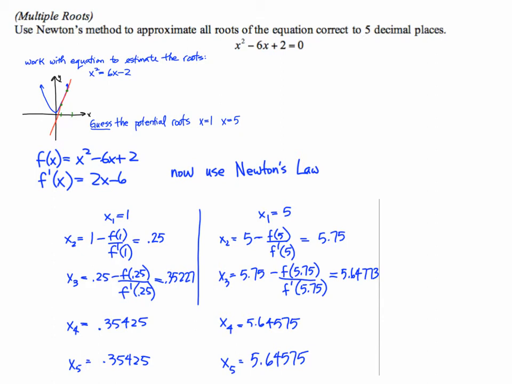So for x1, you can see on the left, I substitute 1 to find the second term, second possible root, and we're going to get closer and closer as we substitute down. I get 0.354 is where this parabola crosses the x-axis. And if I substitute 5 for the first term into Newton's method, I get the approximate root of 5.64575.